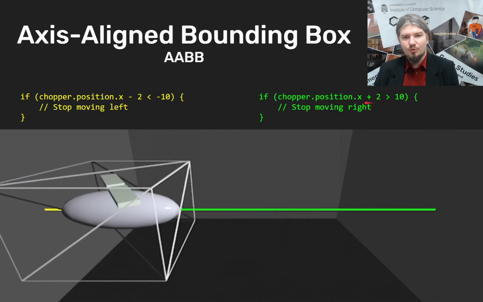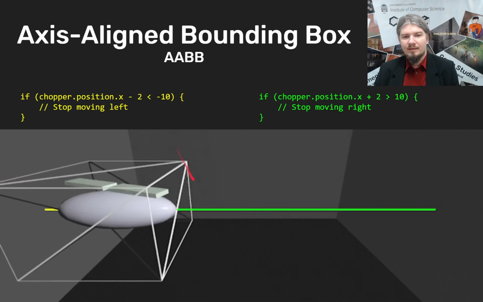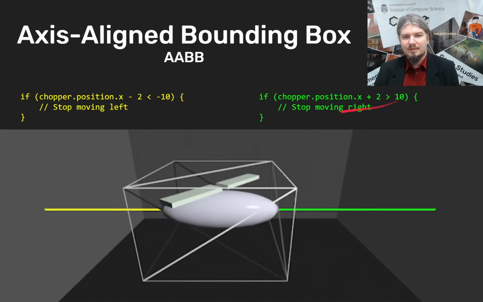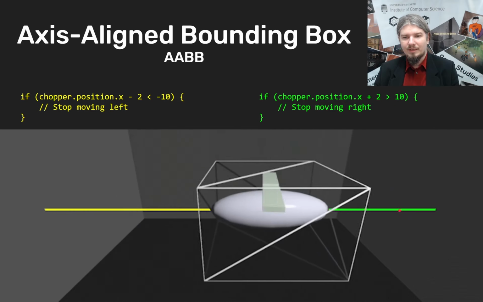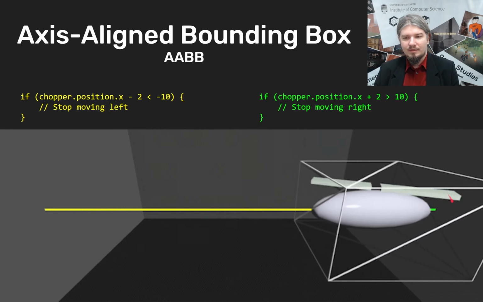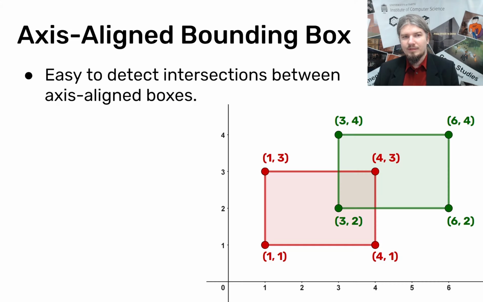So this +2 and -2 you had here were the sides or the length of that box, and this 10 and -10 were the boundaries of the hangar. So when this box intersects with the hangar, then you stop moving the chopper. This is called an axis-aligned bounding box because it's aligned with the axis. There is a very easy way to detect the intersections between axis-aligned boxes.